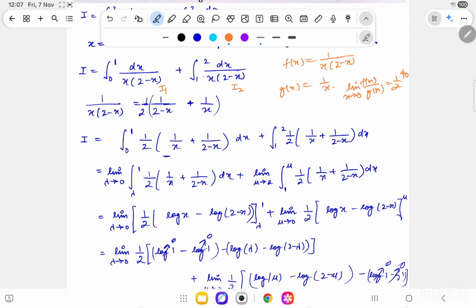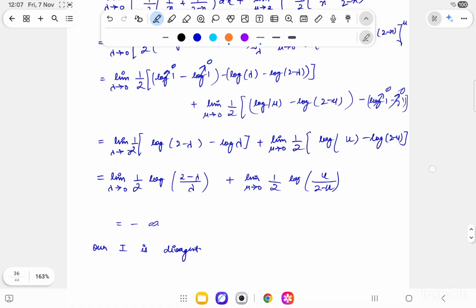Likewise for I2 you can assume hx as 1 by 2 minus x. Now if you evaluate the limit of fx by hx as x approaches 2, again the limit will be 1 by 2, which is also non-zero and finite. So you can observe that 1 by 2 minus x is divergent. So from there we can see that my I2 is also divergent. So you can do it by any method, by both methods the result will be the same.